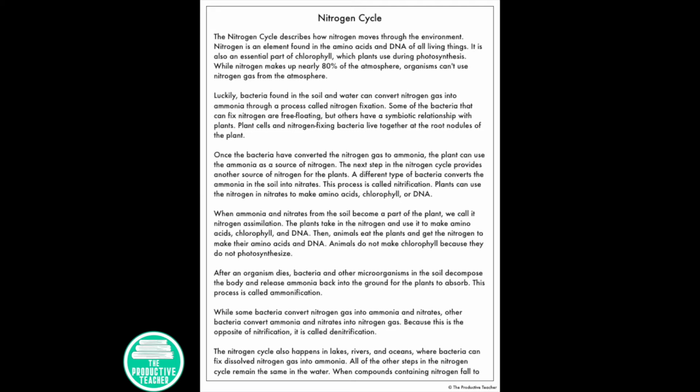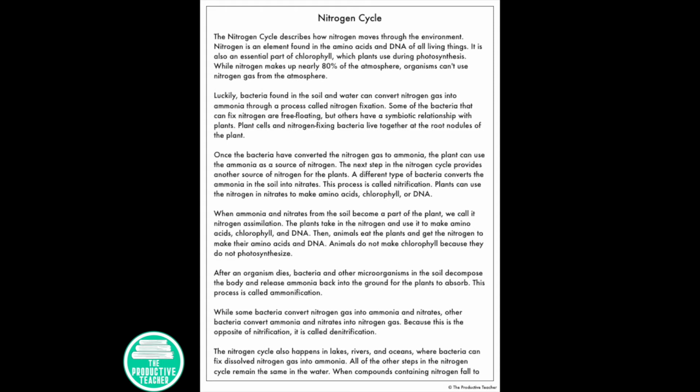The next step in the nitrogen cycle provides another source of nitrogen for plants. A different type of bacteria converts the ammonia in the soil into nitrates. This process is called nitrification. Plants can use the nitrogen in nitrates to make amino acids, chlorophyll, and DNA. When ammonia and nitrates from the soil become a part of the plant, we call it nitrogen assimilation. The plants take in the nitrogen and use it to make amino acids, chlorophyll, and DNA.